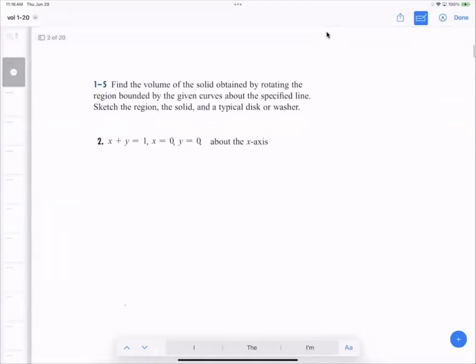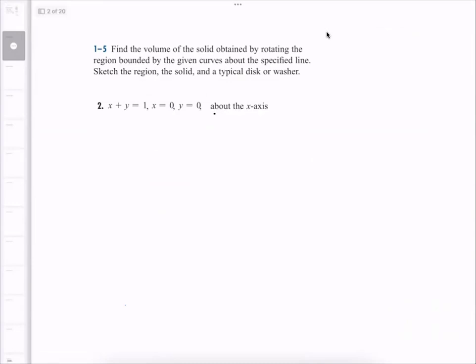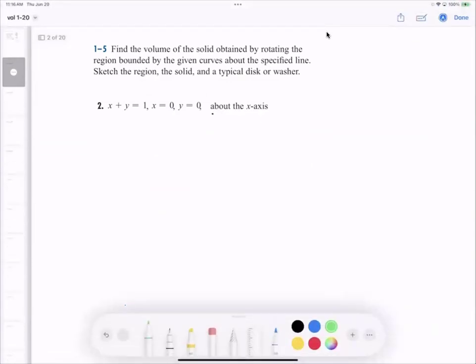Very good. The next question says, now suppose you have x plus y equals 1, and x equals 0, and y equals 0, and then you start rotating this about the x-axis. So this is the information that we have. X is 0, y is 0, and the rotation is also about the x-axis. Okay, let us visualize this. What are we dealing with? What is this object?